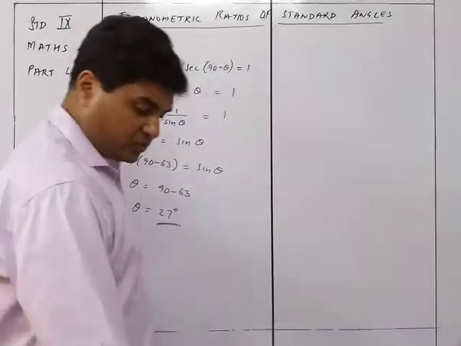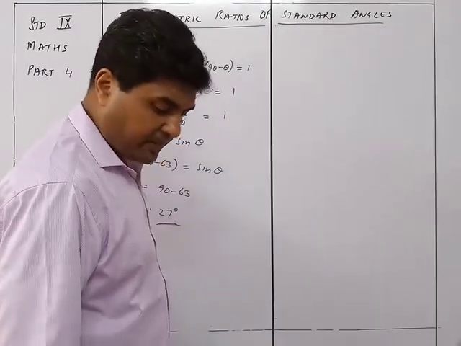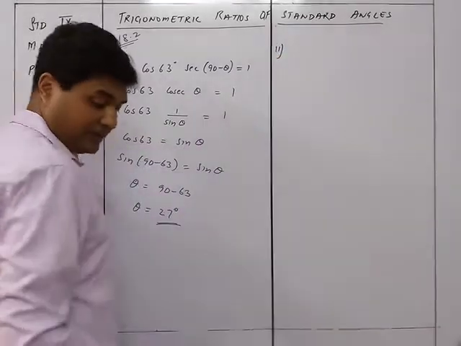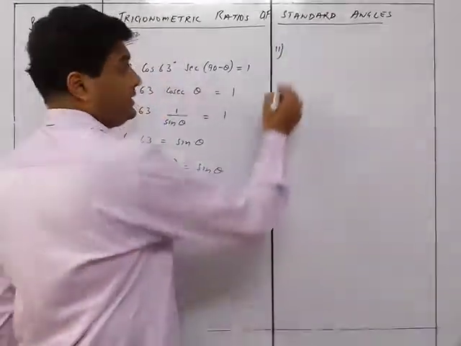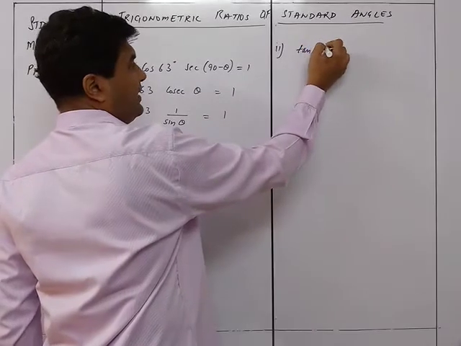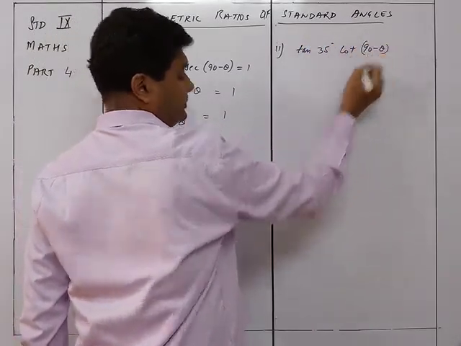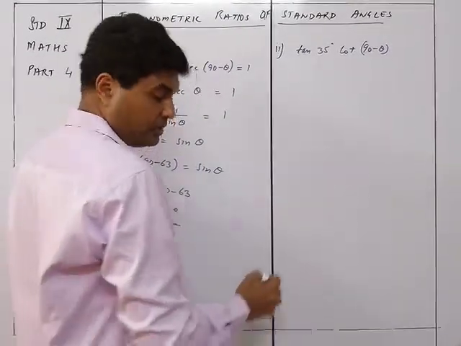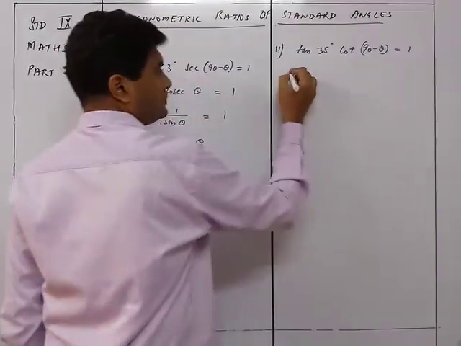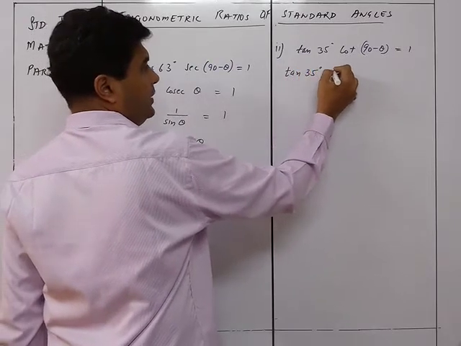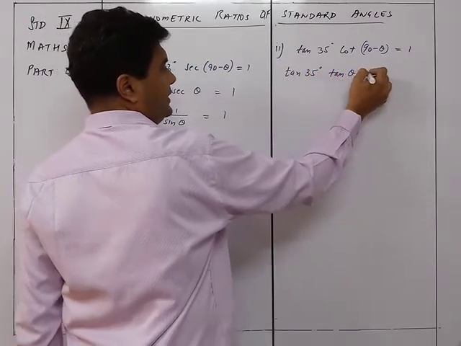I can take the next one also. I can do the second part of 18 also, the slightly complicated ones. That's why. Tan 35 degree into cot 90 minus theta is equal to 1. So it is tan 35 into tan theta is equal to 1.